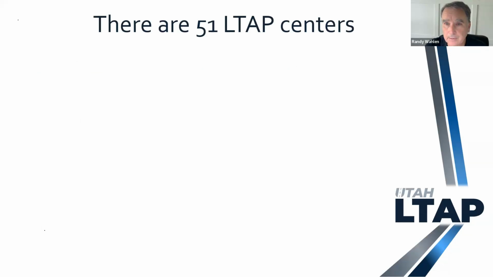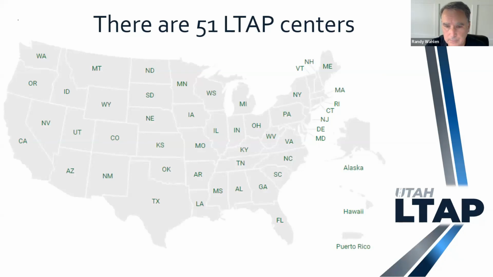LTAP stands for Local Technical Assistance Program. There are over 51 throughout the United States and Puerto Rico. Every state has one. They're not the same in every state. Some are associated with university programs, like we are here in Utah with Utah State University. Some, like Arizona, are housed at the DOT. Nevada is actually a consultant that does their program. So it's kind of varied throughout the nation, and every program has its own uniqueness to it. We're really able to do whatever fits our local governments the best.